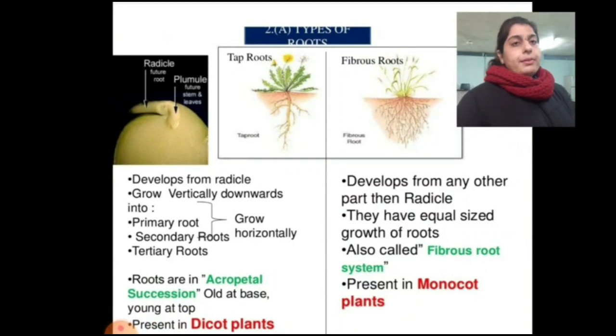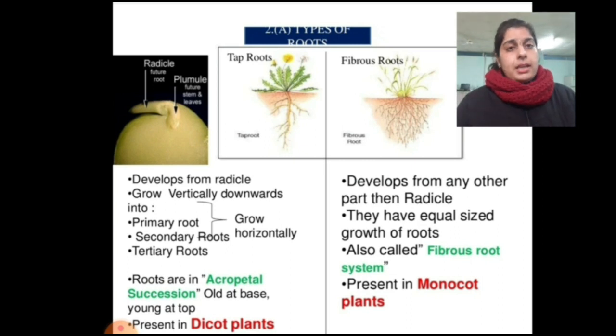Now, we have two types of main roots: one is the taproot and another is the fibrous root. This is the difference between taproot and fibrous root. Taproot is the root which develops from the radicle, whereas fibrous root is the root which develops from other parts of the plant other than the radicle. Taproot includes primary, secondary and tertiary roots, as I have already shown you in the picture. But in fibrous root, there are no primary, secondary and tertiary roots. All the roots are of equal size.